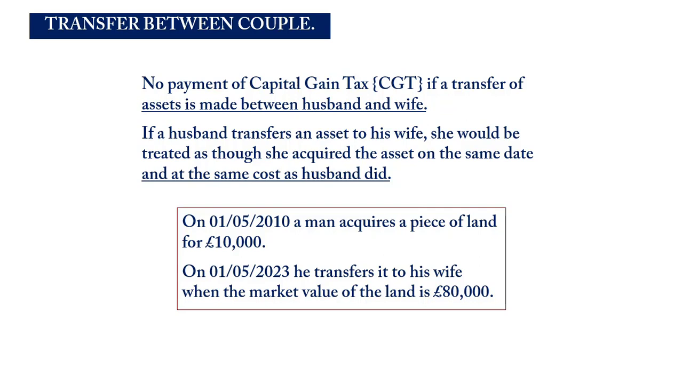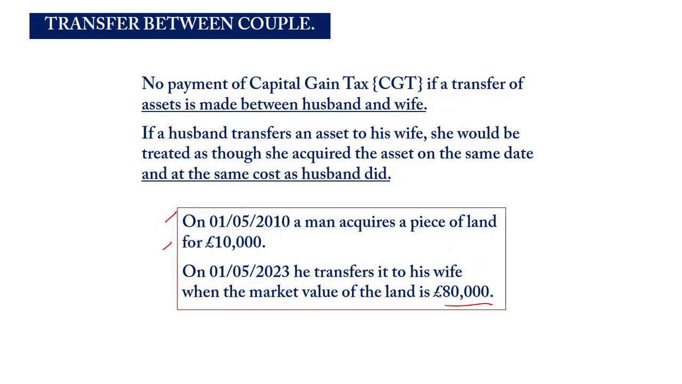So in this example, the man acquired a piece of land on 1st May 2010 at a price of £10,000. And then on 1st May 2023, that is like 13 years later, he transfers the piece of land to the wife where the market value had moved to £80,000. So under normal circumstances, for capital gains tax purposes, it should be the £80,000 market value less the £10,000 if the man had made a transfer to any other person than the wife, to the son, to the daughter, to the mother, to the father.